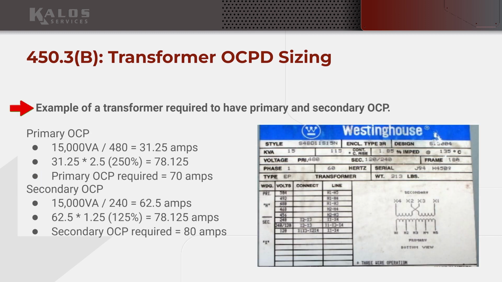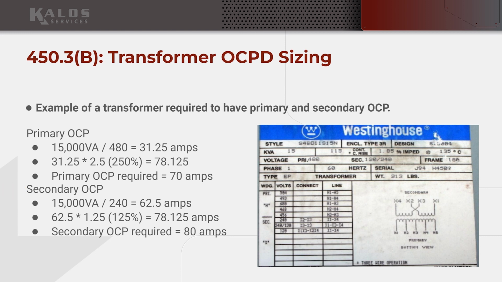So here's an example of a transformer required to have both primary and secondary overcurrent protection. This one has 480 volts on the primary, which on our primaries, we're always going to only have 1 voltage. We don't bring neutrals to transformers. So our primaries are always going to have one voltage. Our secondary on this transformer is 120, 240. So it's a multi-voltage secondary. Therefore, we have to have primary and secondary overcurrent protection.